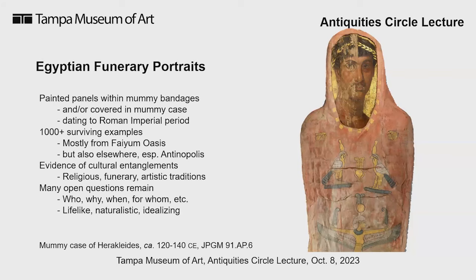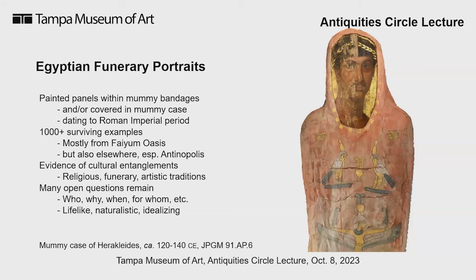All of these portraits we can now date to the Roman Imperial period. In Egypt, they have been mummifying the remains of the deceased since the fourth millennium before the Common Era. So this is a tradition that continued for almost 4,500 years. Of these painted panels and painted linen shrouds, there are more than 1,000 that survive. Most come from the Faiyum Oasis. I will show you a map in a little bit, which is why they are often also called Faiyum portraits.